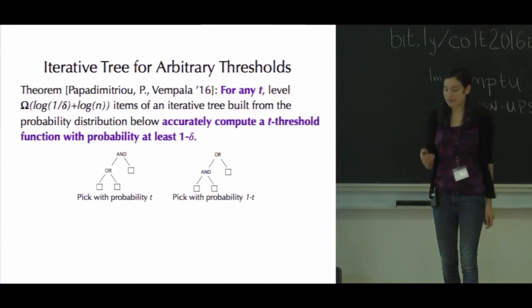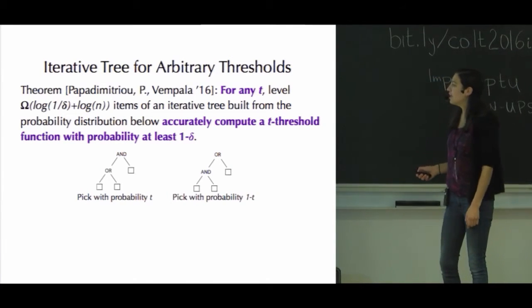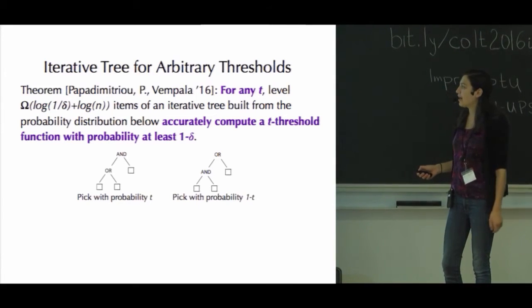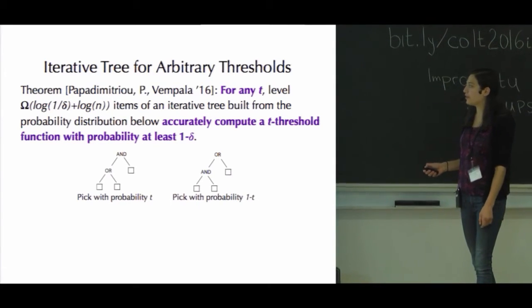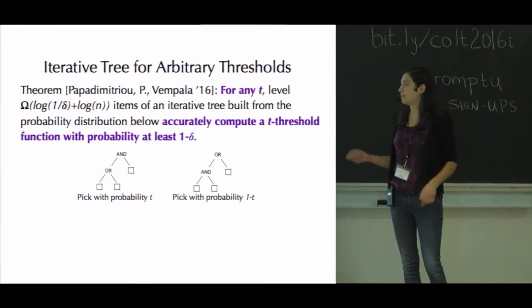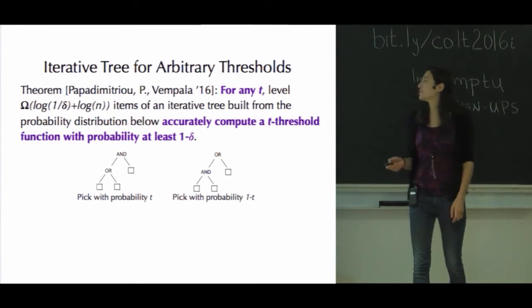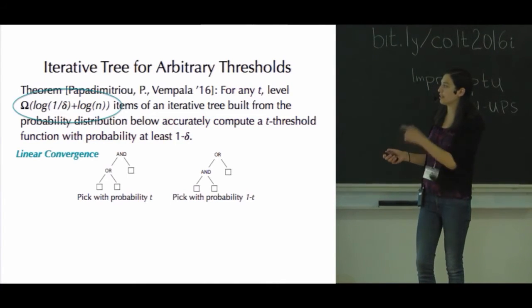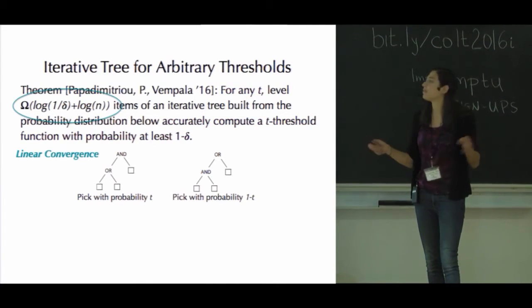Okay, so our theorem is as follows. If we take this construction for any t, with this tree with probability t, this tree with probability 1 minus t, then items at this level, log 1 over delta plus log n, are going to accurately compute the threshold function with probability at least 1 minus delta. We call this rate of convergence linear convergence. The n is just the number of inputs.